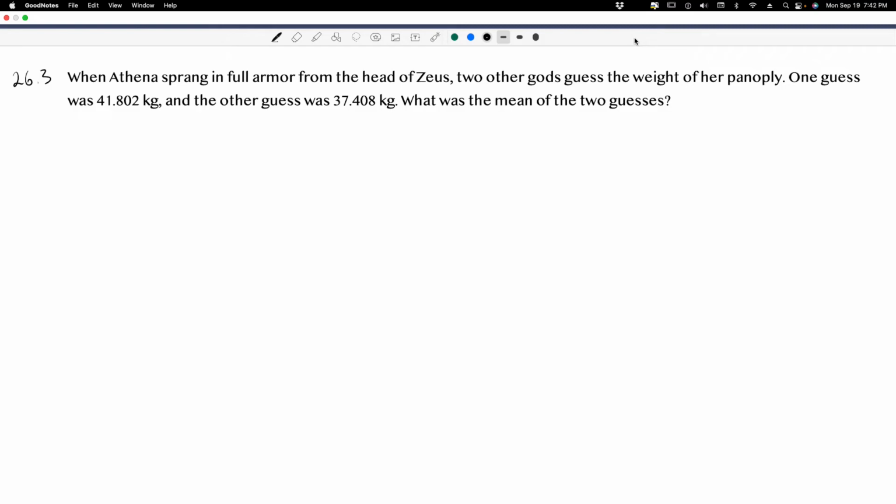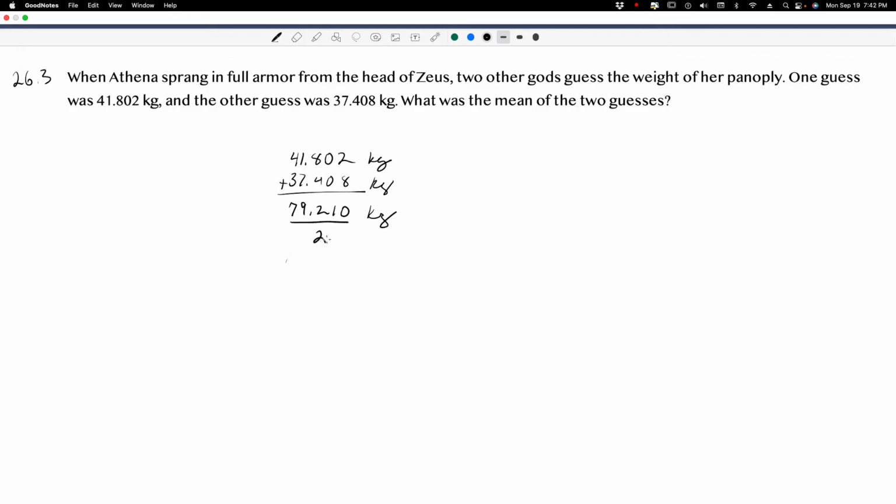So 41.802 kilograms plus 37.408 kilograms. Add those together and we get 79.210 kilograms. Now we have 2 guesses, so we're going to divide that number by 2, and that is going to be the mean, and that number is 39.605 kilograms.